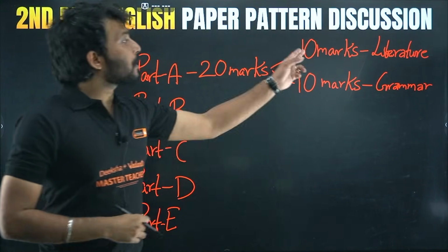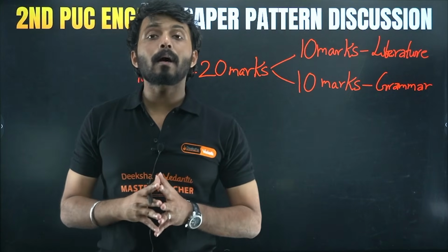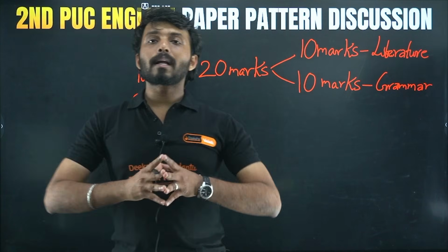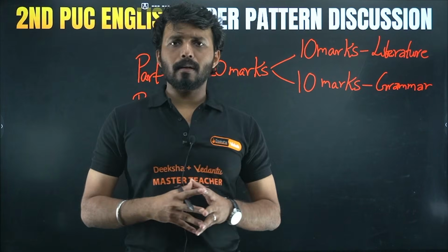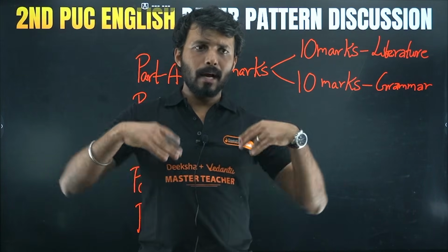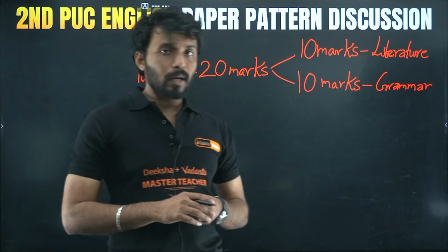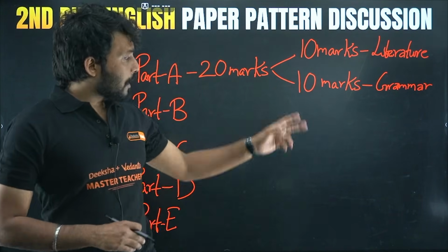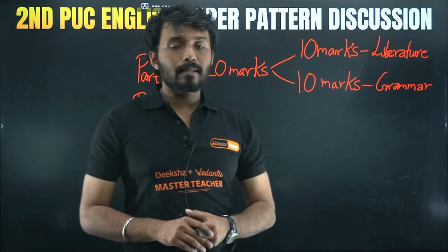The 10 mark literature questions will be 10 1-mark MCQs. In total 10 questions you'll be having. All 10 questions will be literature based questions that will be asking about the lessons or the chapters that you've learned in the Springs textbook. 10 1-mark MCQs.